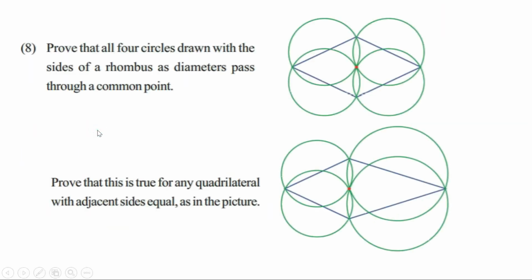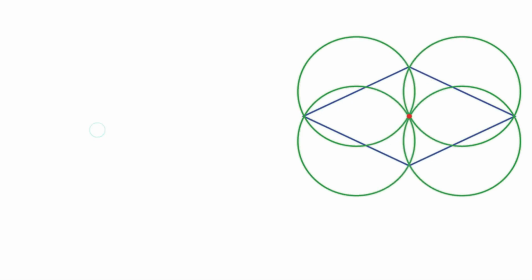Eighth problem: prove that all four circles drawn with the sides of a rhombus as diameters pass through a common point. Prove that this is true for any quadrilateral with adjacent sides equal as in the picture. Let us take the first part of the problem. Let us give a name for convenience. Given that ABCD is a rhombus, therefore all the four sides are equal.